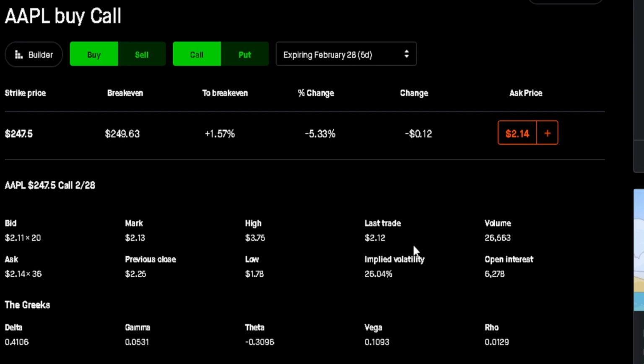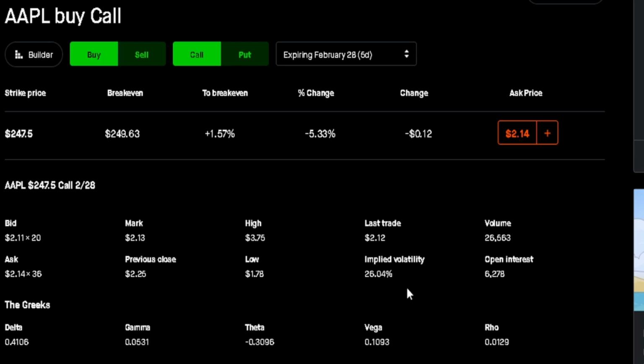Next is implied volatility. This determines basically how much the market expects the stock price to move within the time frame of the expiration date. So the lower the implied volatility, the more stable the price the market expects it to be. And that also affects the premium price. The more volatile, the higher the premium, but the more risk of it going against you.